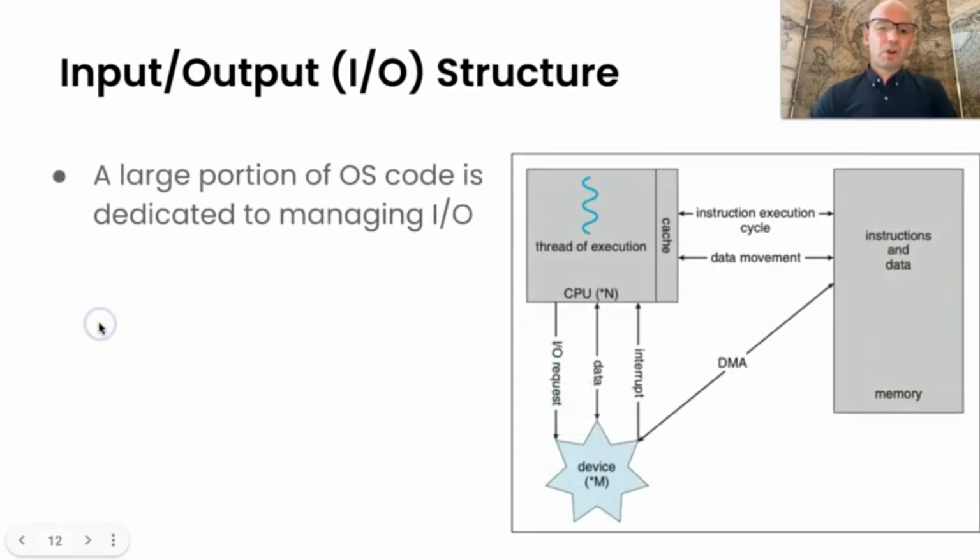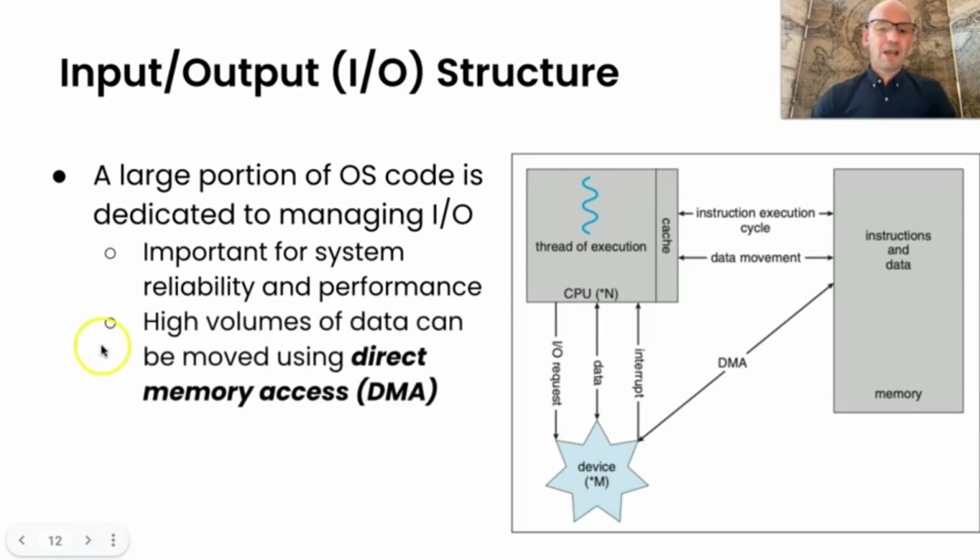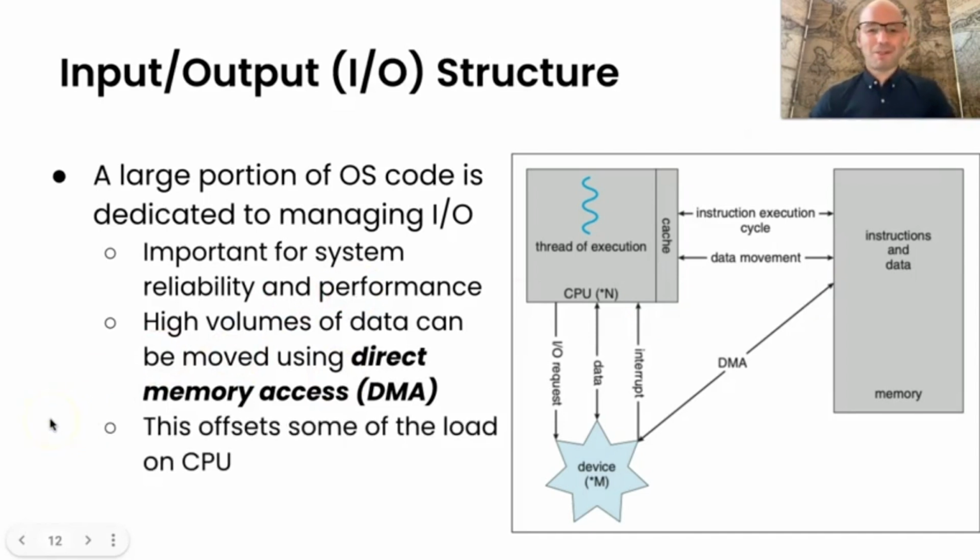Input-output structure. A large portion of OS code is dedicated to managing input and output. It's important for system reliability and performance to manage input and output. High volumes of data can be moved using what's called DMA, and that's what we're showing in this diagram here. Over here, we may have a device, and rather than go through the CPU, as we see here, what direct memory access does is it allows us to move information directly into memory, offsetting some of the load on the CPU. So DMA is a very common concept, and we'll talk more about that going forward.